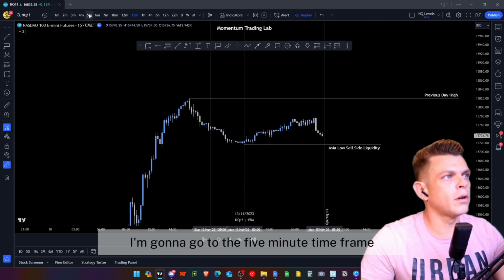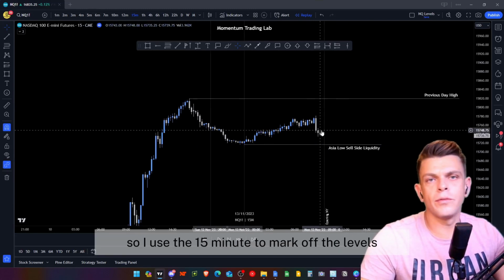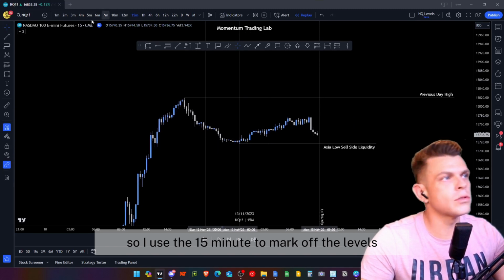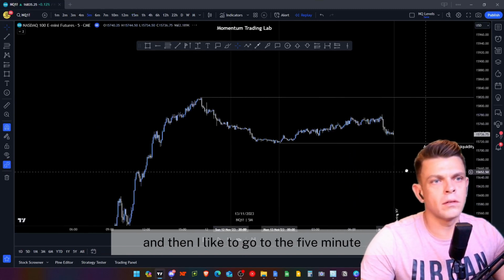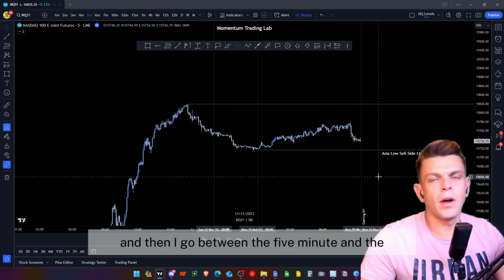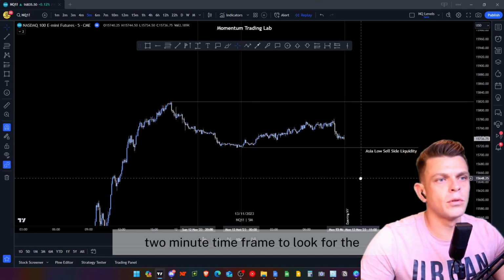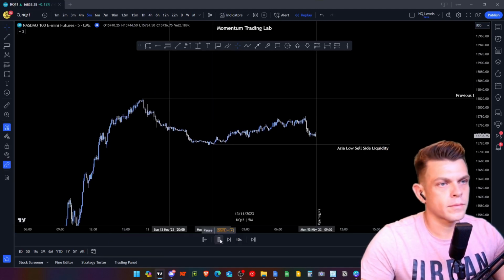So for that, I'm going to go to the 5-minute time frame. I use the 15-minute to mark off the levels, and then I like to go to the 5-minute. Then I go between the 5-minute and the 2-minute time frame to look for the entry model to print.